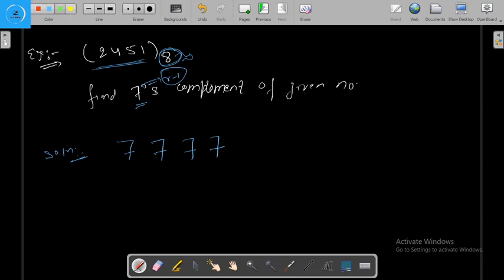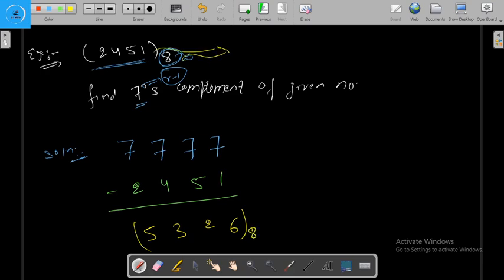The given number is 2 4 5 1, and what we are going to get here is 6, here 2, here 3, and here 5. So the 7's complement of this number is 5 3 2 6. Okay, here is the solution. So I hope we have learned about the r minus 1's complement by all these examples.